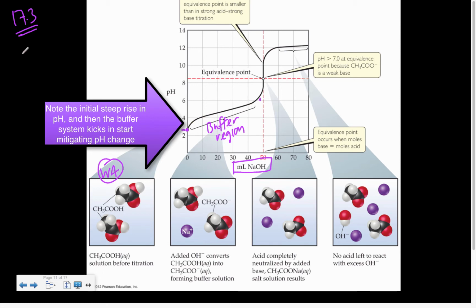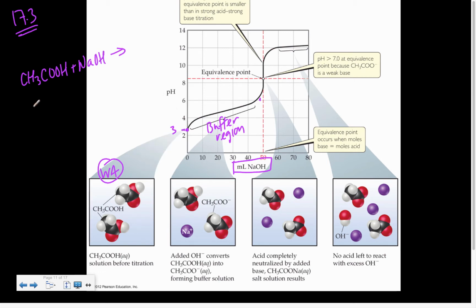Here we're starting with acetic acid in solution, and we add some NaOH. That means we're going to produce some, what? NaCOO plus H2O, which means that we will have some HA and A minus in solution. Those are the keys to having a buffer system.